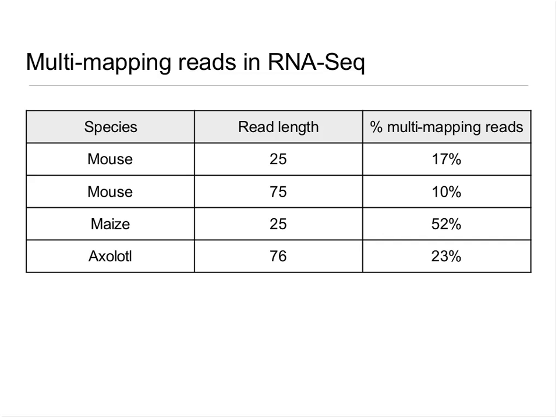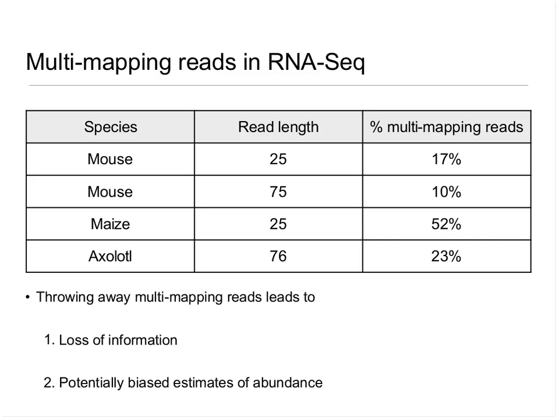And the reason for that is that there are a lot of duplicated genes or repetitive regions in the genome. In other species, such as maize, corn, if you have read length 25, you get more than half of your reads being multi-mapping reads, and this is testament to the repetitive nature of that genome. In our case, in the axolotl genome with read lengths of 76, we get almost a quarter of our reads that are multi-mapping.